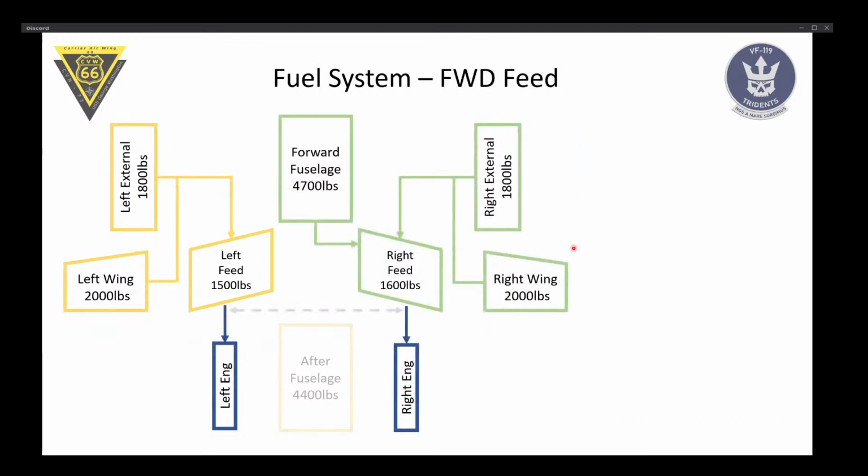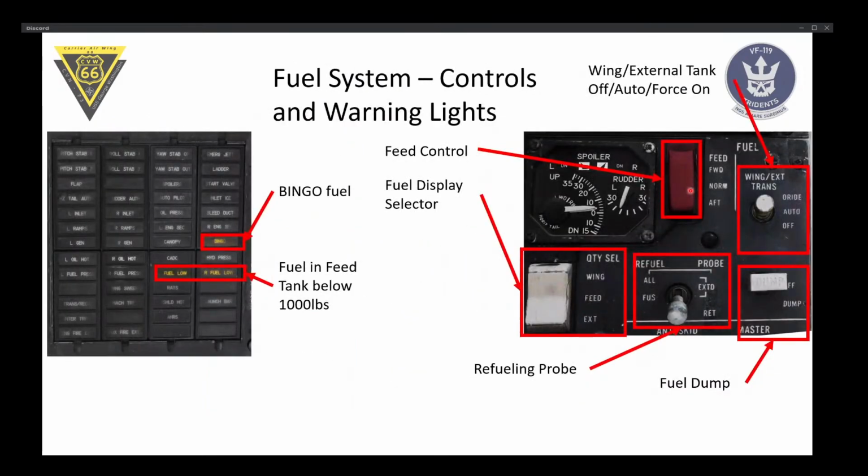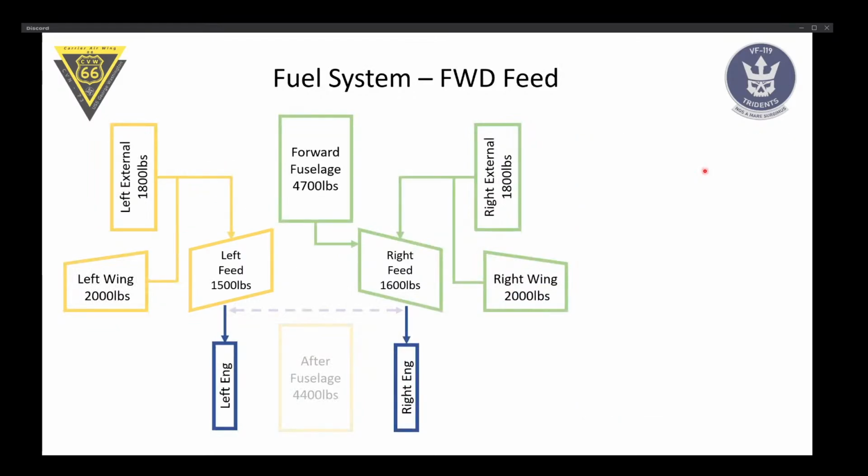Now let's see what happens if we put this switch here in the forward position. If we put it in the forward position, the fuel flow from the aft fuselage tank to the left feed tank stops.